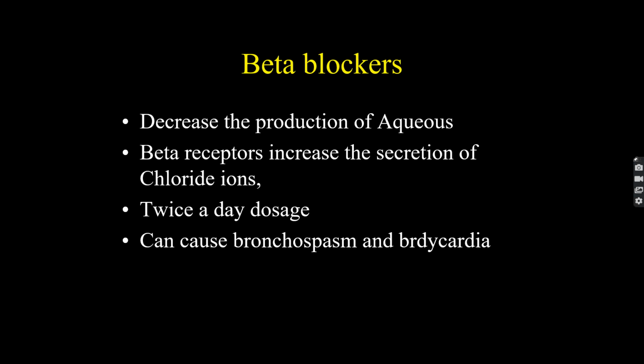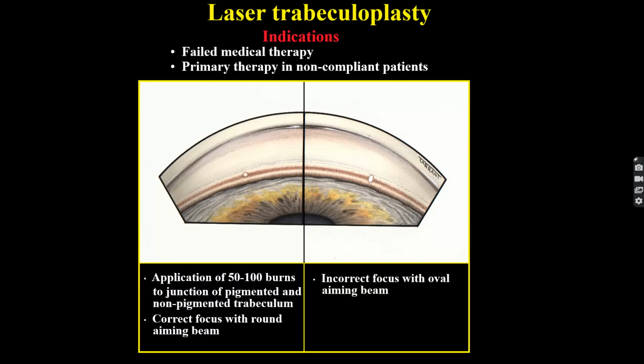Then, if there are systemic side effects, limitations of using drops, or the compliance of the patient is poor, we will have to go for surgery. One is laser trabeculoplasty. In laser trabeculoplasty, 50 to 100 burns are applied, I'll show you, at this area on the trabecular meshwork. Because of these burns, there is scarring of the trabecular meshwork, and because of scarring, there is a pull on the adjacent part of the trabecular meshwork, and the pores of the trabecular meshwork open up and the drainage of aqueous is increased.